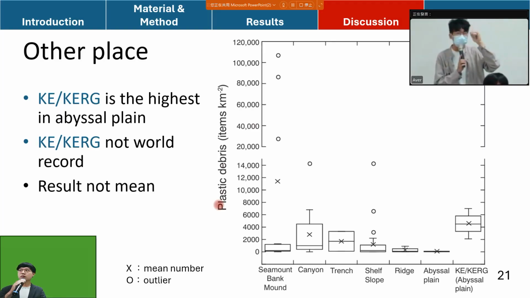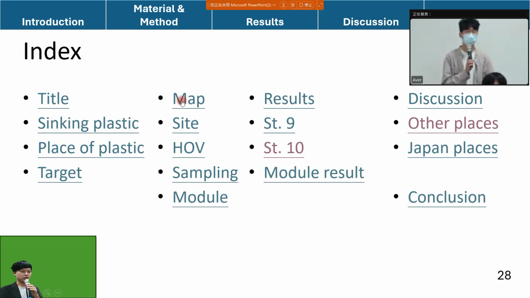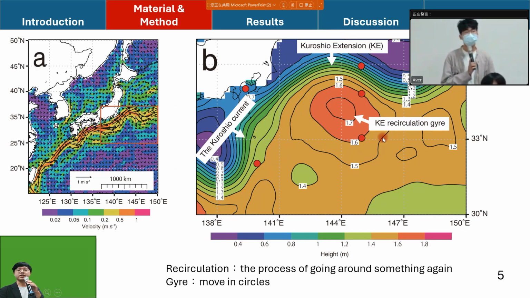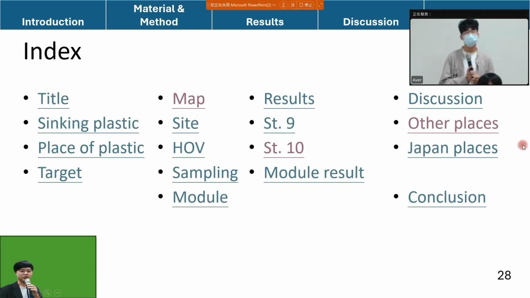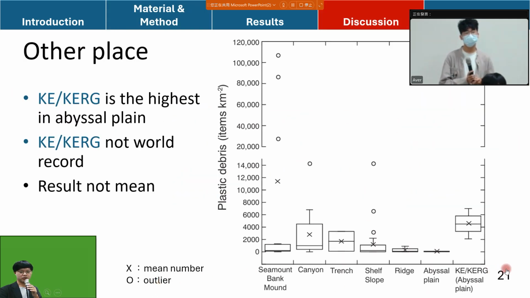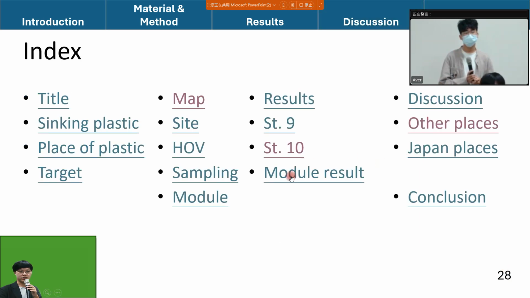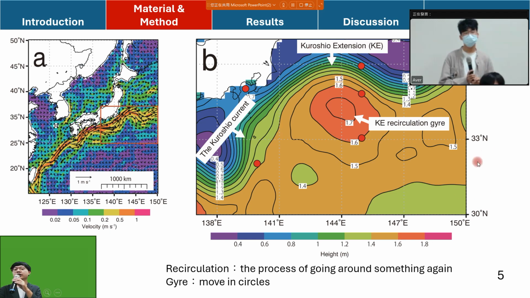So what does the KE and KRG really mean? KE and KRG means the Kuroshio Extension and the Kuroshio Recirculation Gyre. We already mentioned it, so we put it at the bottom. So you can see, hold on. Oh, I forgot to put it at this place. So this is the KE and KRG system. Okay.